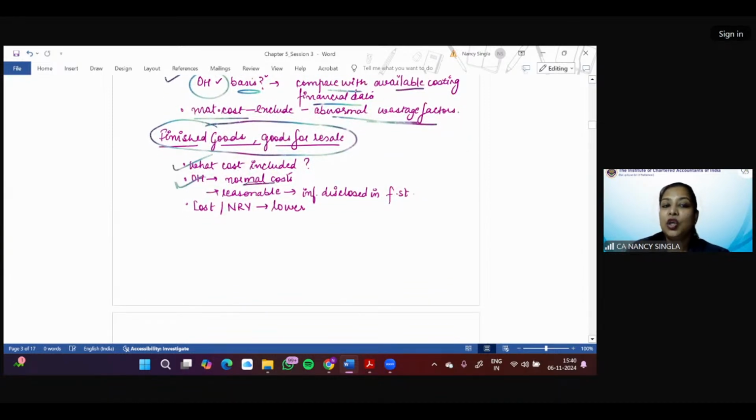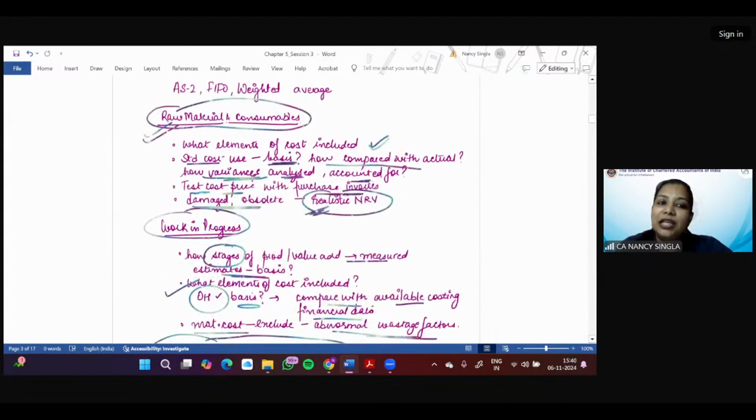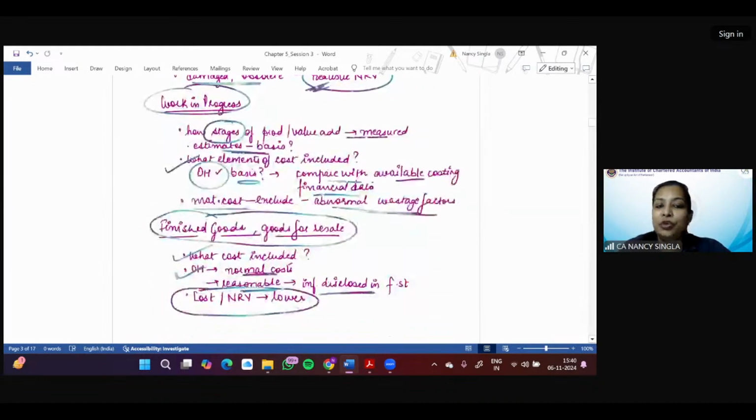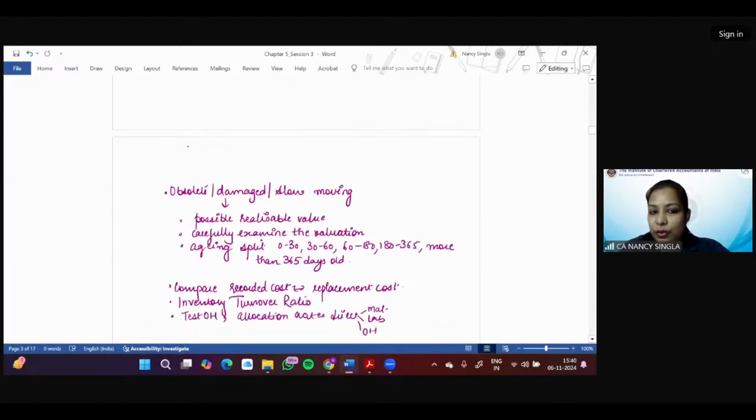With respect to finished goods and goods for resale, again, what costs are included? Overhead cost, normal cost will be included, and whether the costs included are reasonable or not with respect to the information disclosed in the financial statement. And again, it shall be valued at cost or NRV, whichever is lower. So more or less, the points are going to be the same: what items are included, if overhead is there then what is the basis, for work in progress the stage of production or value addition, how the same is estimated, right? So this was the topic with respect to valuation.